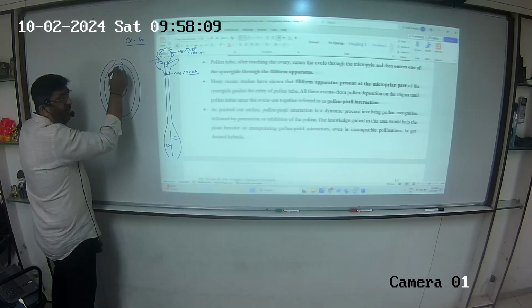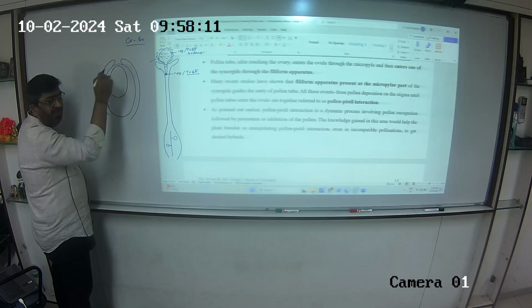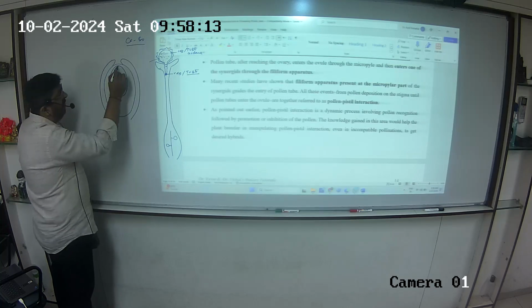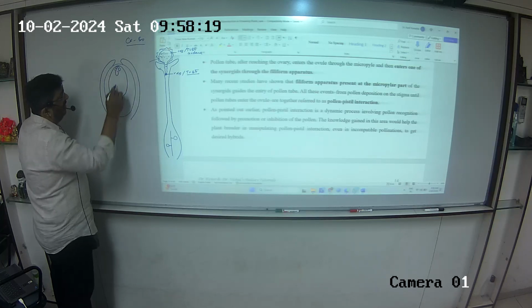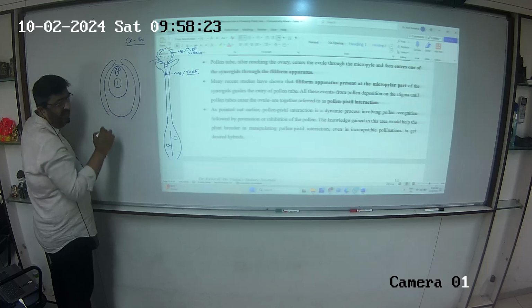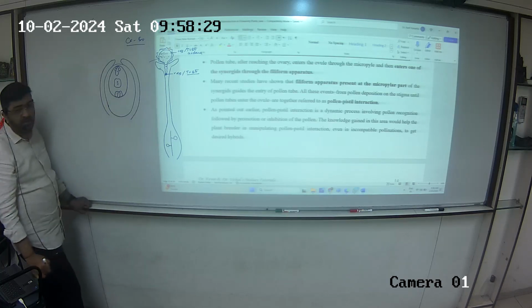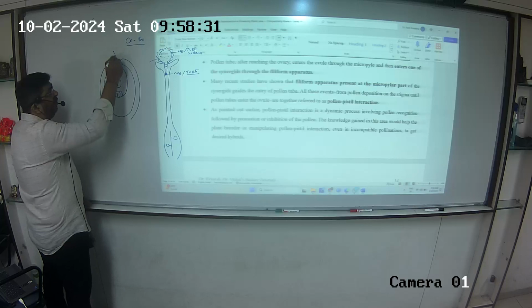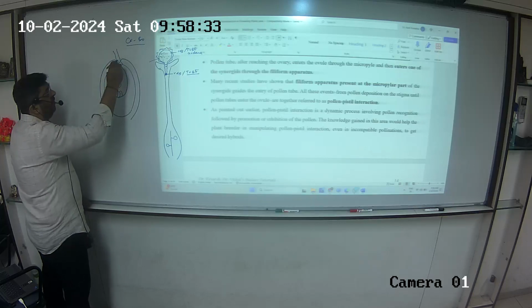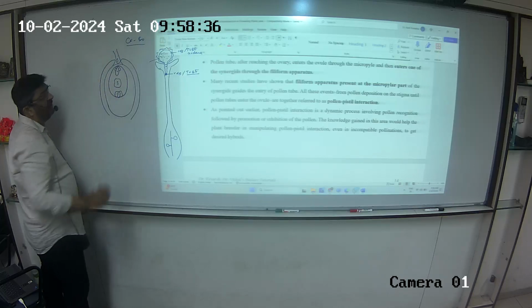At the micropylar end of the embryo sac, do we have the egg apparatus? Yes. The egg apparatus consists of an egg cell and synergids. In the center we have 2 polar nuclei, the central cell. And at the chalazal end we've got 3 antipodals. Excellent. We've got the pollen tube now reaching the micropyle.